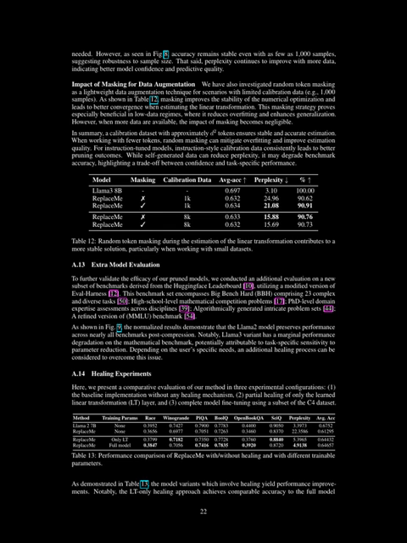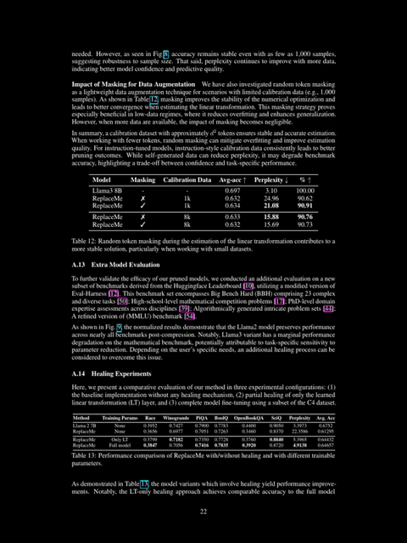Impact of masking for data augmentation. We have also investigated random token masking as a lightweight data augmentation technique for scenarios with limited calibration data, e.g., 1,000 samples. As shown in Table 12, masking improves the stability of the numerical optimization and leads to better convergence when estimating the linear transformation. This masking strategy proves especially beneficial in low-data regimes where it reduces overfitting and enhances generalization. However, when more data are available, the impact of masking becomes negligible.